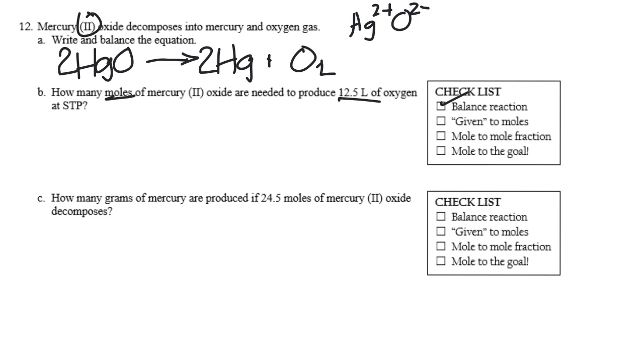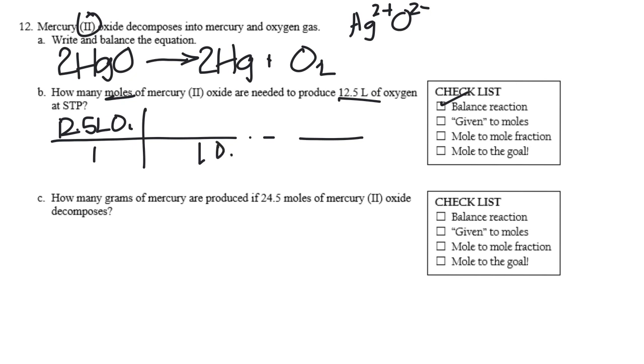Mole is mentioned once. We're going to need 2 conversions. So we balance the reaction. First thing I'm going to do is 12.5 liters of oxygen. Put it over 1. Liters of oxygen comes down. Mole of oxygen goes to the top. That's our given to moles. So 1 mole. Now I need to remember that liter to mole, I use 22.4.